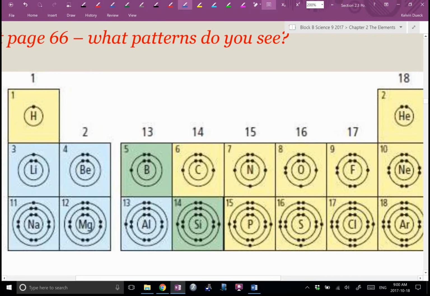Now you're going to learn in a little bit that the first period, the first shell, the first row, can only hold 2 electrons. How many electrons? Come in! Let me just pause the video here for a second.